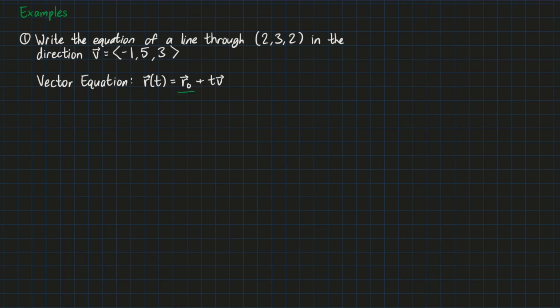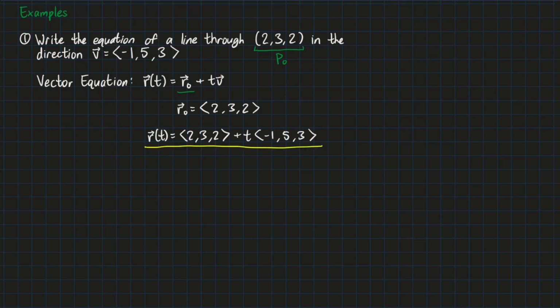And then r0, that is the vector from the origin 0, 0, 0 to a point on the line. So we are given a point on the line, 2, 3, 2. We can call this p0. So our vector for r0 equals 2, 3, 2. So our equation can be written as r of t equals 2, 3, 2 plus t times, and then v is given as -1, 5, and 3. That is our vector equation.